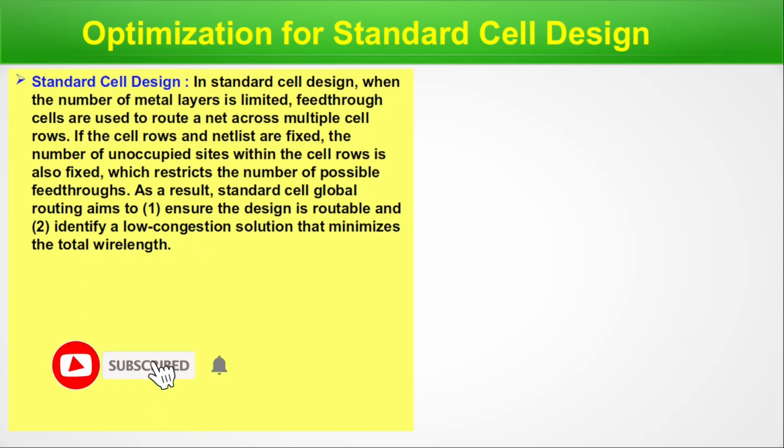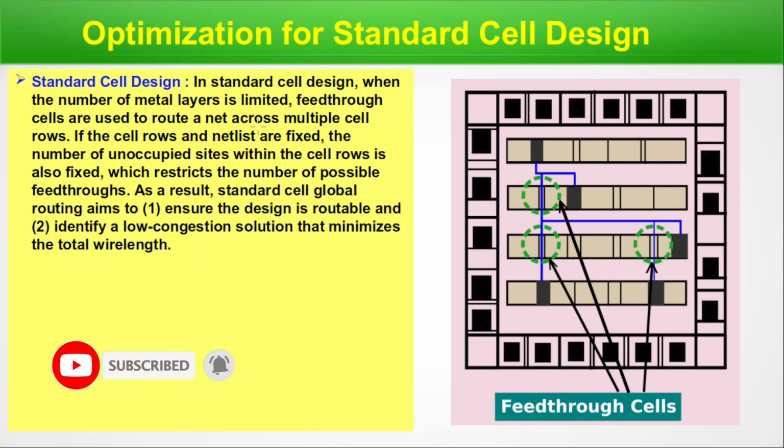Now optimization for standard cell design. In standard cell design, when the number of metal layers is limited, feed-through cells are used to route a net across multiple cell rows. If the cell rows and netlist are fixed, the number of unoccupied sites within the cell rows is also fixed, which restricts the number of possible feed-throughs. As a result, standard cell global routing aims to ensure the design is routable and identify a low congestion solution that minimizes the total wire length. So these are feed-through cells. They're used when metal layers are limited. Feed-through cells are used for optimization of standard cell design.